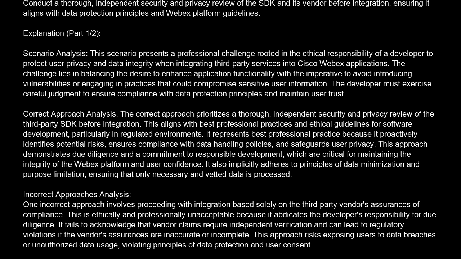Incorrect approaches analysis. One incorrect approach involves proceeding with integration based solely on the third-party vendor's assurances of compliance. This is ethically and professionally unacceptable because it abdicates the developer's responsibility for due diligence. It fails to acknowledge that vendor claims require independent verification and can lead to regulatory violations if the vendor's assurances are inaccurate or incomplete. This approach risks exposing users to data breaches or unauthorized data usage, violating principles of data protection and user consent.